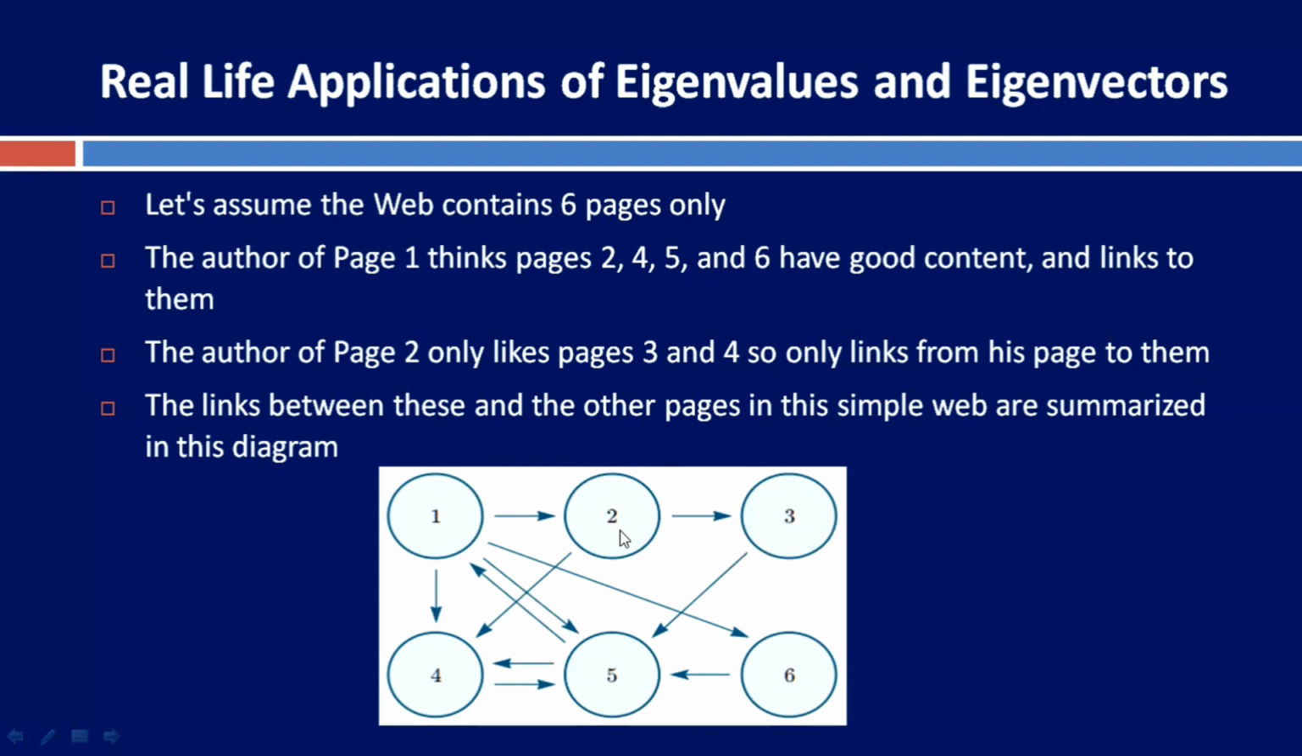Here you see the author of page 2 does not like page 5, so the arrow does not go from 2 to 5. Similarly, the arrow does not go from 2 to 6. So the author of page 2 likes these, and he linked these pages. The links between these and other pages in the simple web are summarized here. You see 6 goes to 5, meaning the author of page 6 likes 5. And 5 goes to 4, meaning the author of page 5 likes 4. And also 5 goes to 1, meaning the author of page 5 likes 1 and 4.